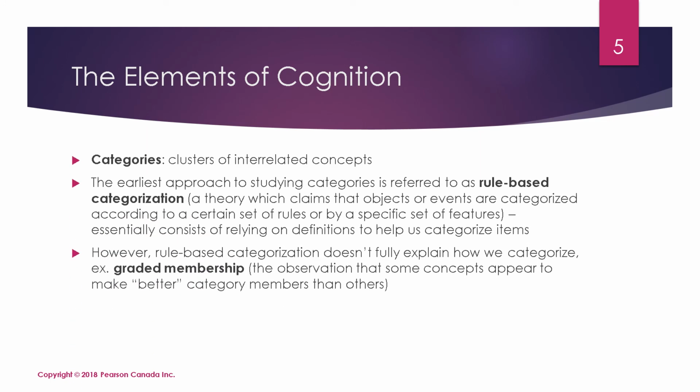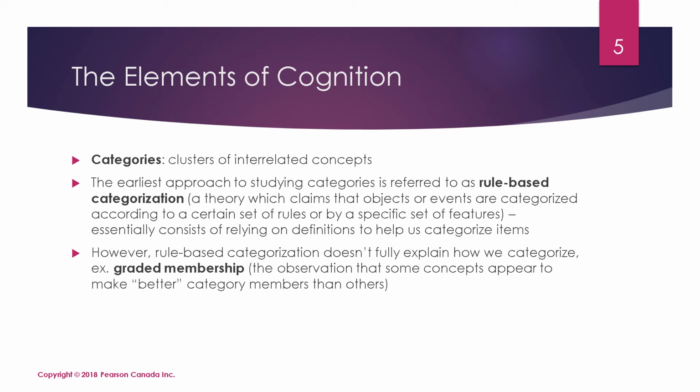Then we have categories. So categories are basically clusters of interrelated concepts. So it's important to note that within a concept you can have multiple instances, but categories are kind of even broader. They're clusters of concepts that are related to each other in some way. So the earliest approach to studying categories is referred to as rule-based categorization. So if we're trying to put something into a category, determine whether it fits the category or not, rule-based categorization would basically be that we are categorizing our objects or events according to a certain set of rules or by a specific set of features. So essentially we're considering the definition to help us categorize an item.